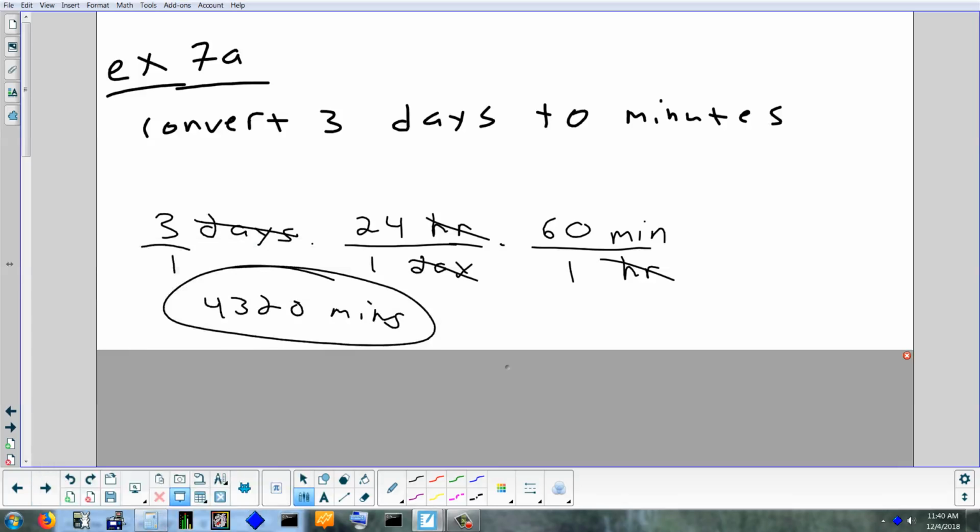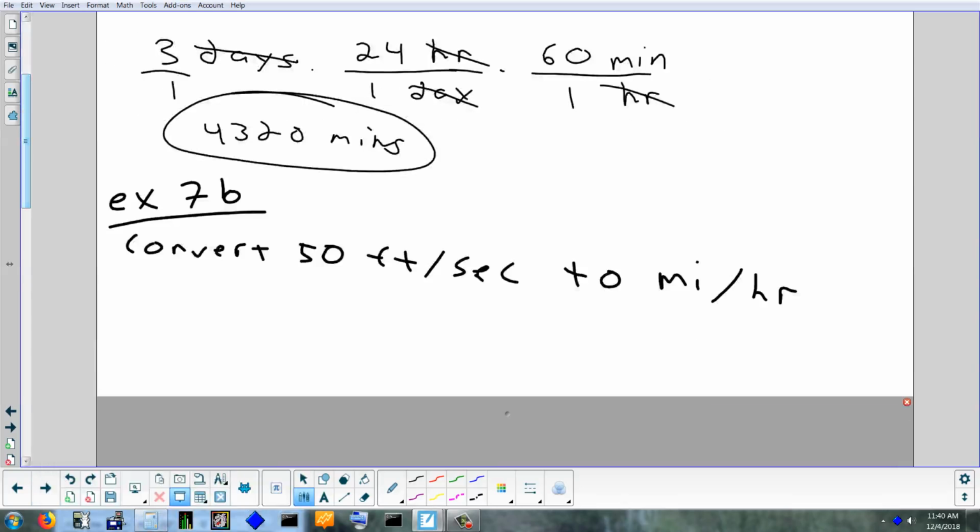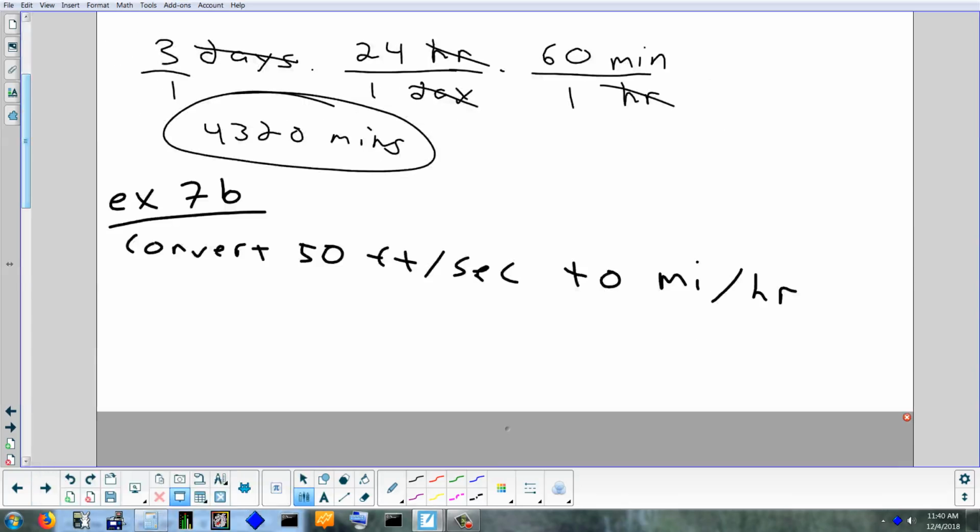Okay, questions on that? So that's just converting a single number. Let's try a rate. So what does 50 feet per second mean? If you had to explain how far you go in a second to someone who doesn't understand 50 feet per second. It means you're going 50 feet in 1 second. So we'll just break it down like that.